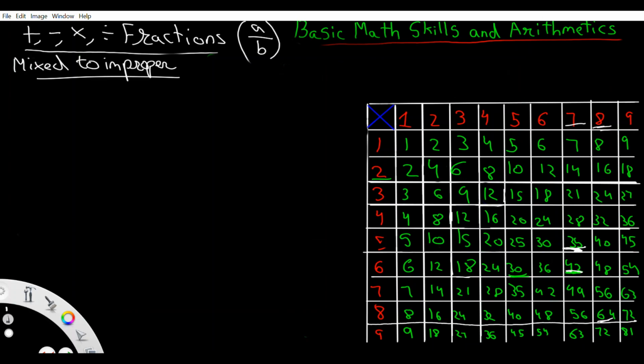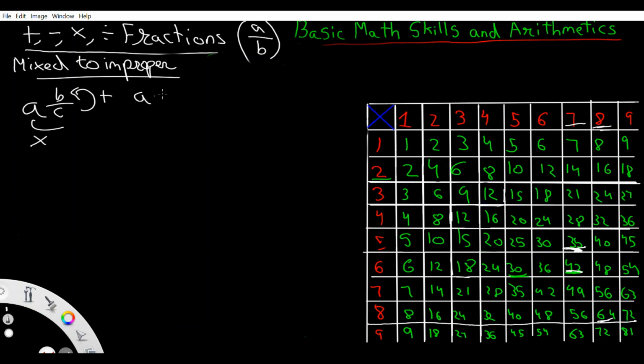To convert a mixed fraction into an improper fraction, let's say you have a mixed fraction called A, B over C. What you need to do is multiply A and C together, and add the result to B.